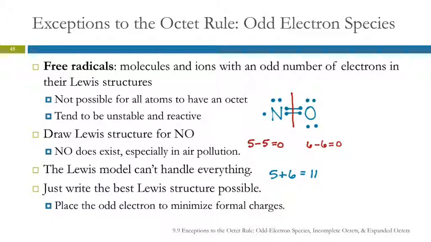We can't go more than 8 electrons, because these guys can't do that. So nitrogen monoxide does exist, especially in air pollution, but then it tends to react with things and form other compounds. So the Lewis model can't handle everything. It's a very simple model. So we just write the best Lewis structure that we can, and just call it good. It's the best we can do.